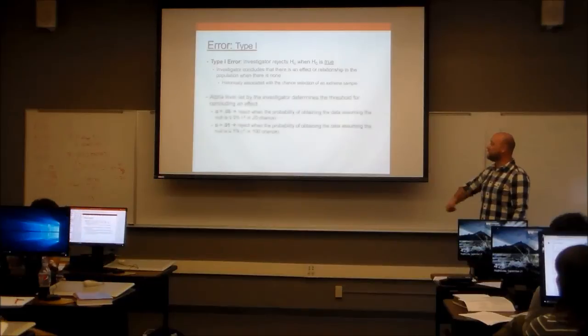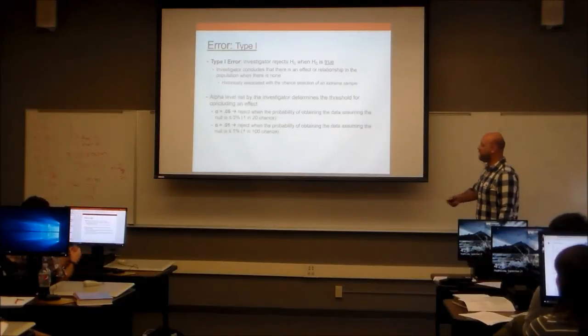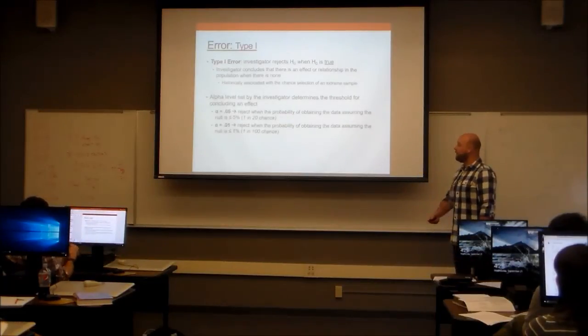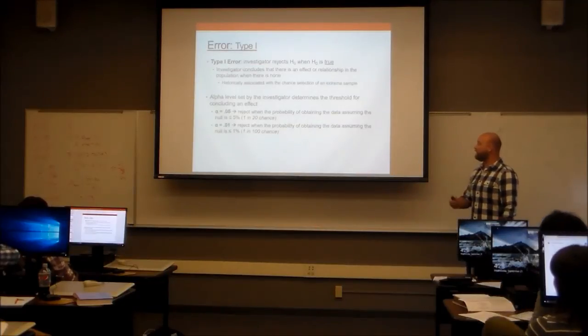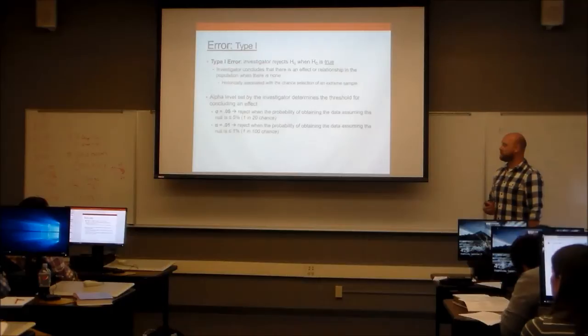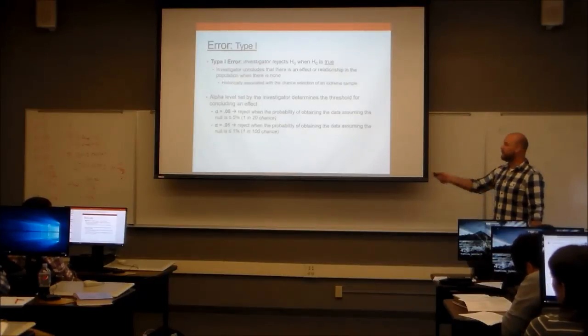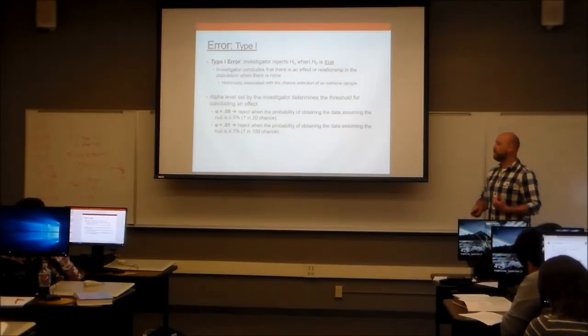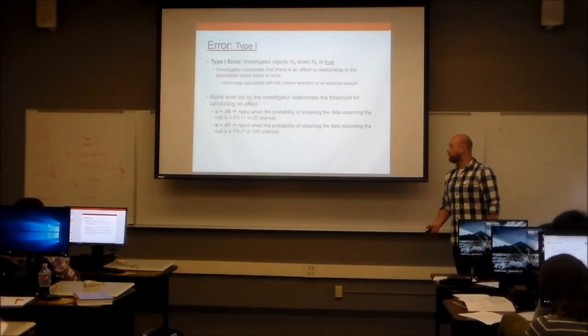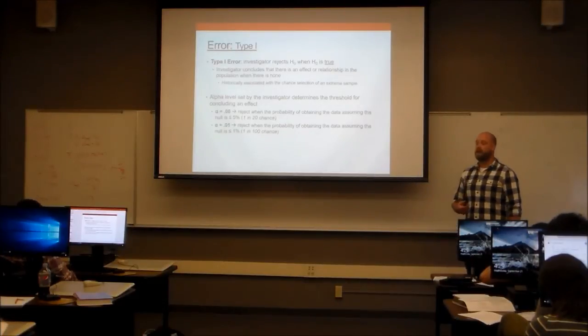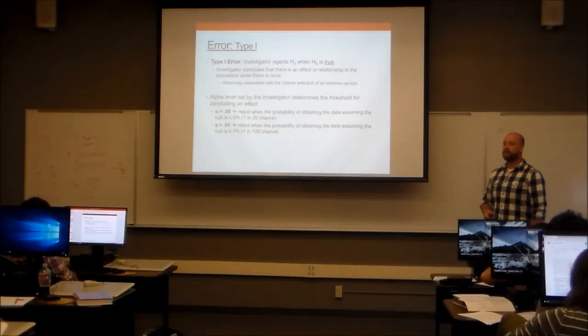We want to try and minimize that. Our type 1 error is set by our alpha level. At alpha 0.05, we reject when the probability of obtaining the data, assuming the null hypothesis is true, is less than 5% of the time. At alpha 0.01, we reject when the probability of obtaining the data, assuming the null hypothesis is true, is less than 1%, right?